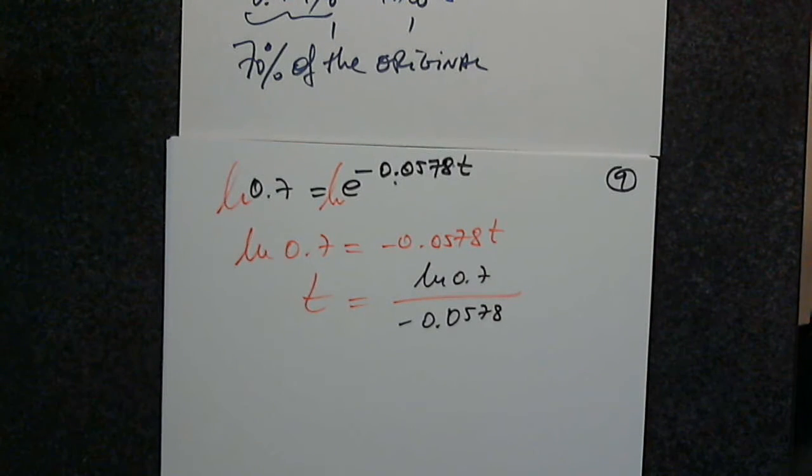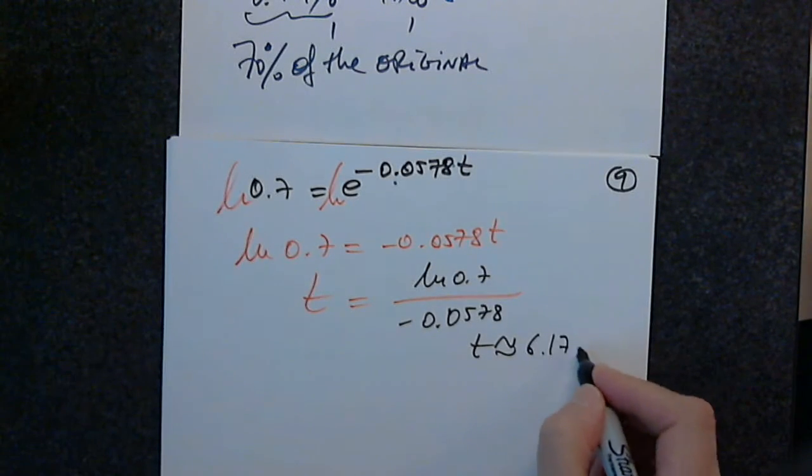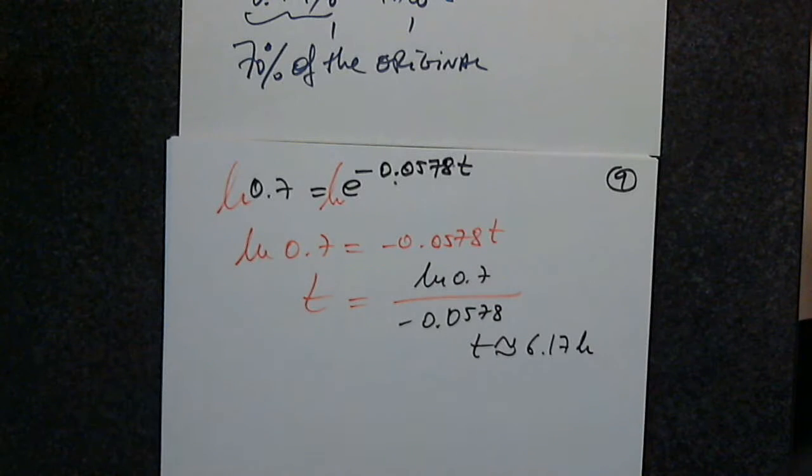So let's look at the calculator and see what we get. So natural log of 0.7 divided by the previous answer, but minus the previous answer. I got 6.17. Does it make sense? Yes. So it's approximately 6.17 hours. So initially, I take aspirin right now. It's 100% of what I took. In 6.17 hours, it will be 70% of what I took. In 12 hours from this moment, from right now, it will be 50% of what I took. Questions for me?